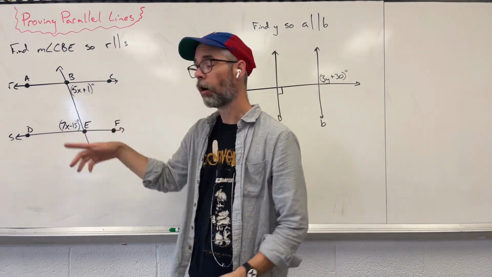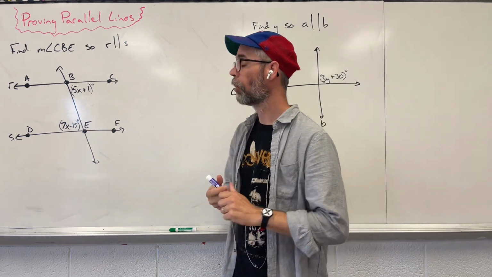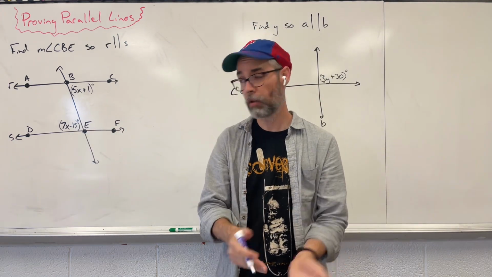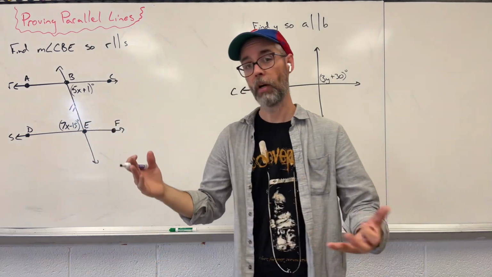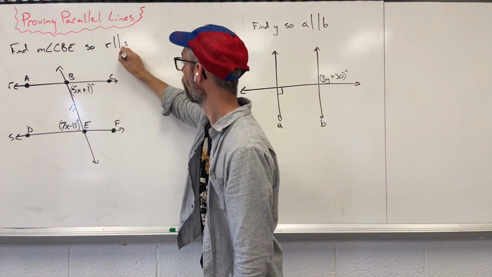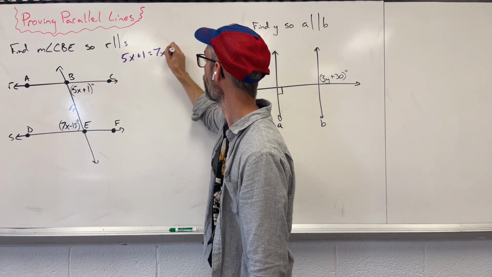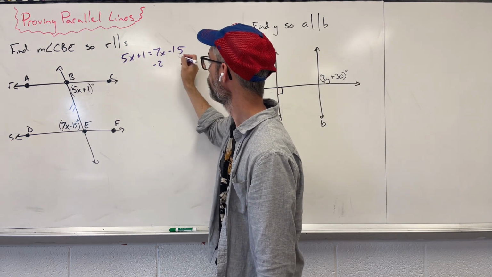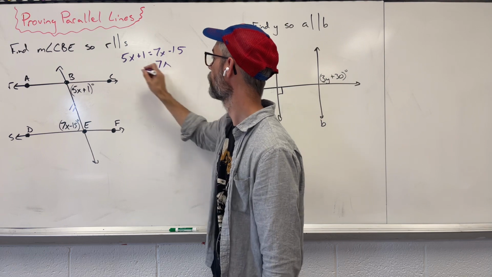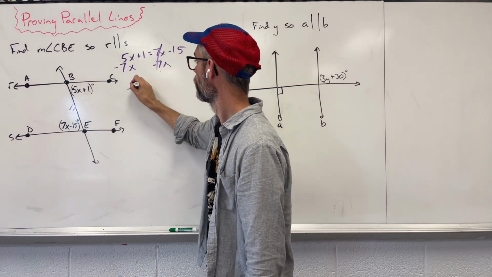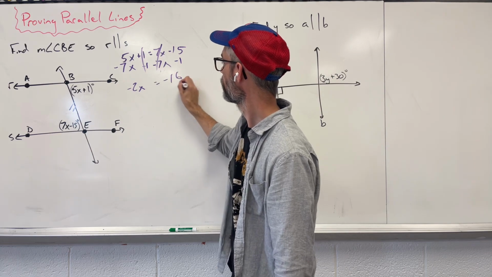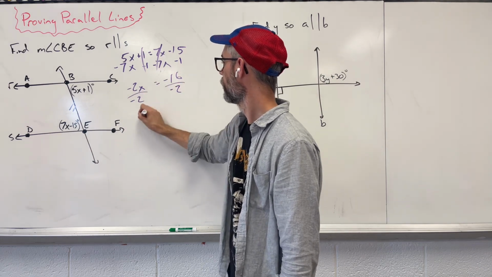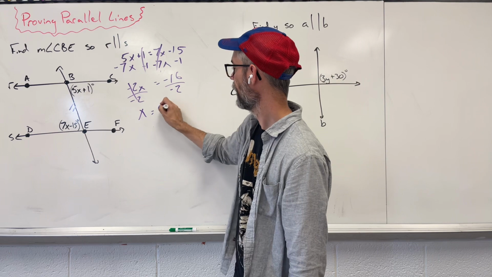These angles are alternate interior angles. And alternate interior angles, if they are the same, you have parallel lines. So let's create an equation with those two. We say 5x plus 1 equals 7x minus 15, and we do our inverse operations. Minus 7x, negative 2x, minus 1 equals negative 16, divide, x equals 8.